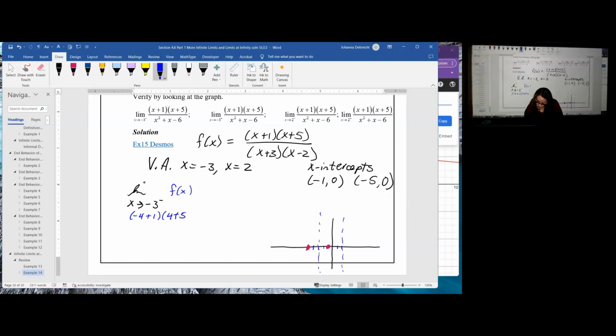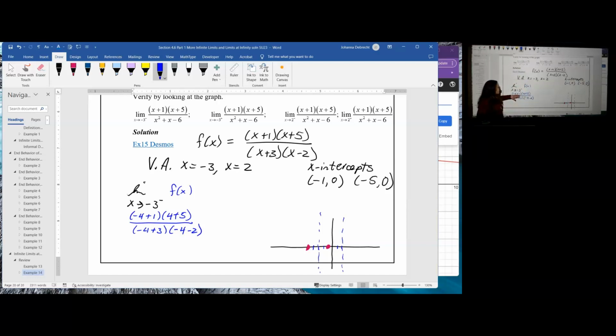I know that there's no x-intercept between -4 and the vertical asymptote. Thus, whatever sign it has at -4 must be the sign that it keeps. So if it's positive, it must be going up forever. And if it's negative, it must be going down forever. Most of the time, you don't need the actual value. What you need is the sign.